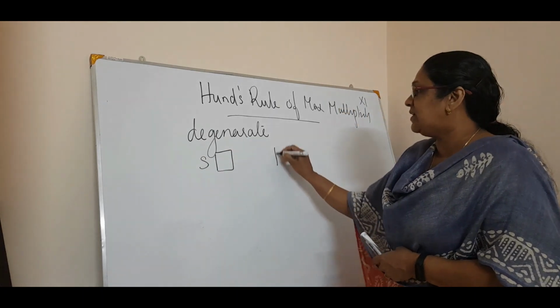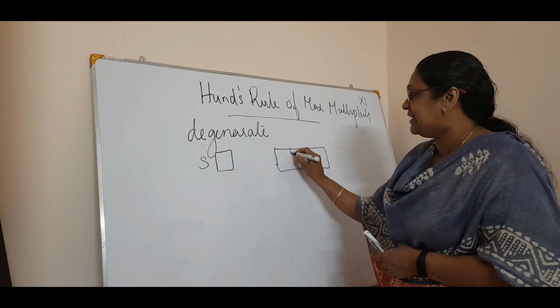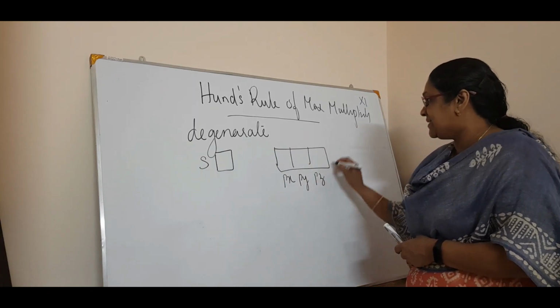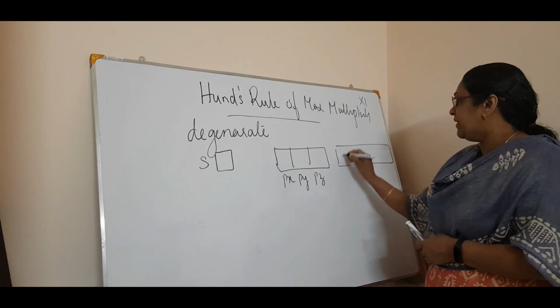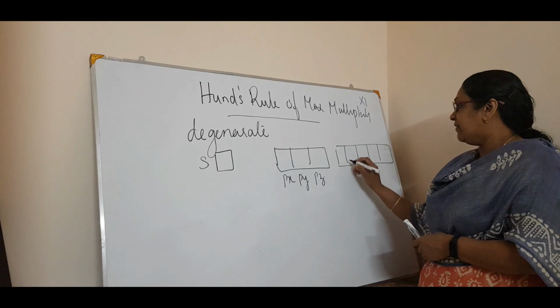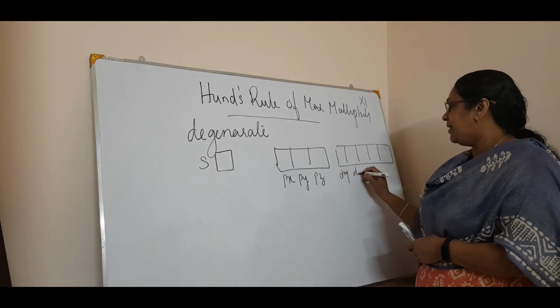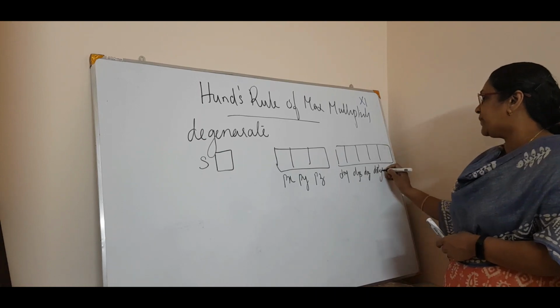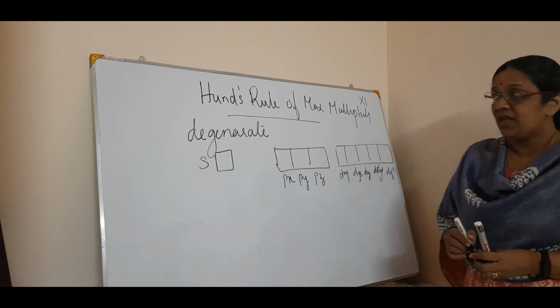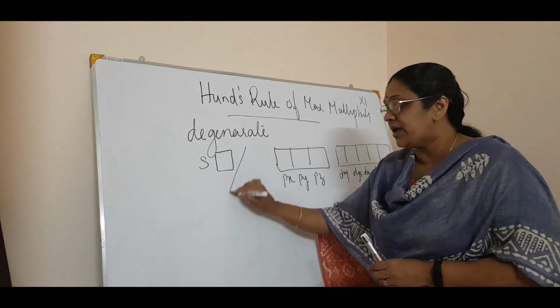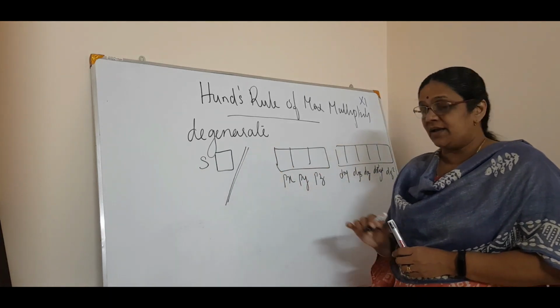Okay, in the p subshell you can have 3 degenerate orbitals, that is px, py and pz. In the case of d, there are 5 orbitals, isn't it? For d, how many? 5. That is dxy, dyz, dxz, dx square minus y square, and dz square. Now what Hund's rule states, the s orbital you can omit because it does not come under it.